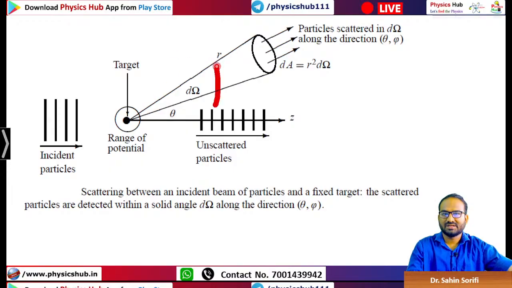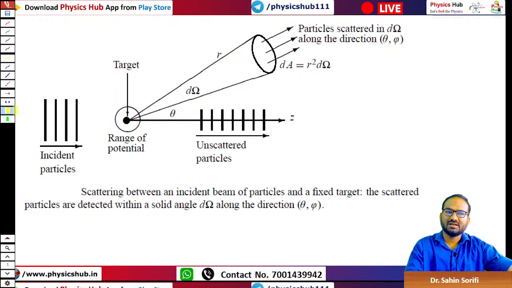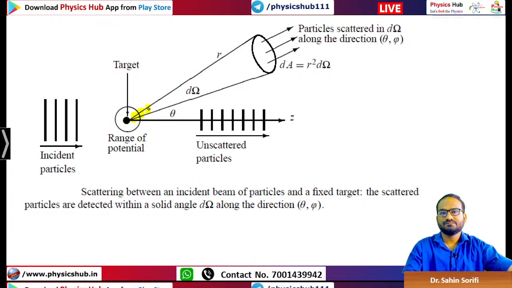In other directions you will have scattering, and in this picture a particular direction has been shown. This direction is for the solid angle d omega. Particles scattered in d omega along the direction of theta phi, and this area will be r square times d omega, because this distance is r. So this area will be r square d omega, and d omega is sin theta d theta d phi.